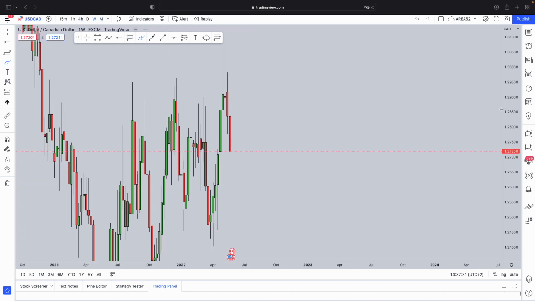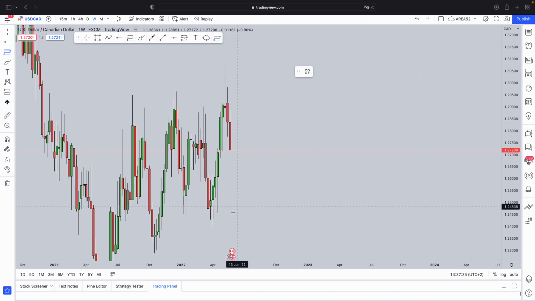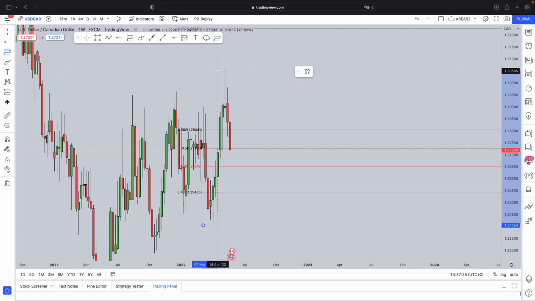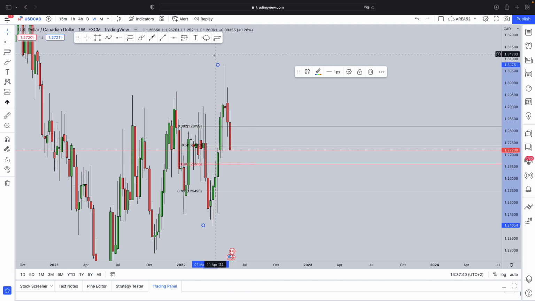Now, here on the weekly time frame, what do we see? We had this massive impulse. After that impulse, you expect a correction, and the best way to measure that correction is by simply taking your Fibonacci from the high to the low, and you can see we had a 50% pullback.